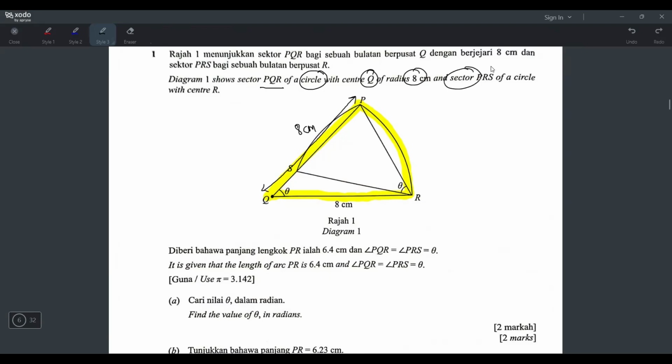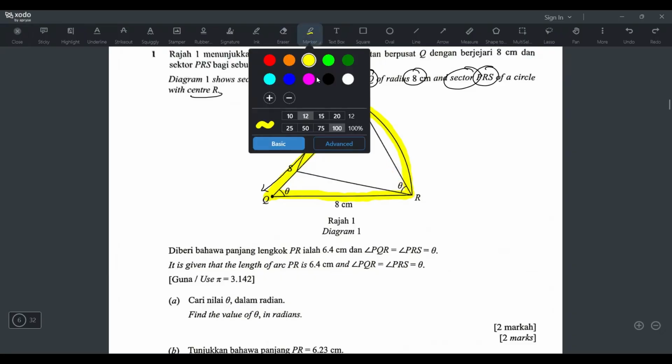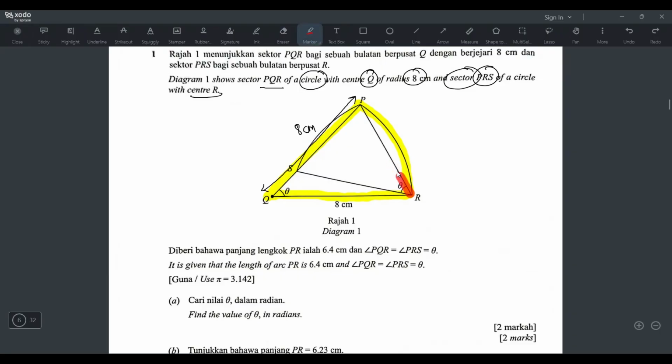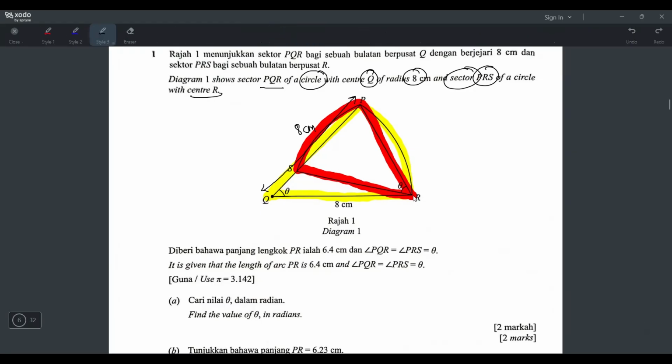Then they say sector PRS of a circle with center R. Oh, there's another sector, PRS. I will highlight it also. Let's use another color, maybe red. So it goes like that, like that, and like that. As you can see, the center is at R this time, and the radius would be R to P and R to S, but we don't know the length. They never tell us any information about the radius of this red sector. It's okay, let's just leave it at that.